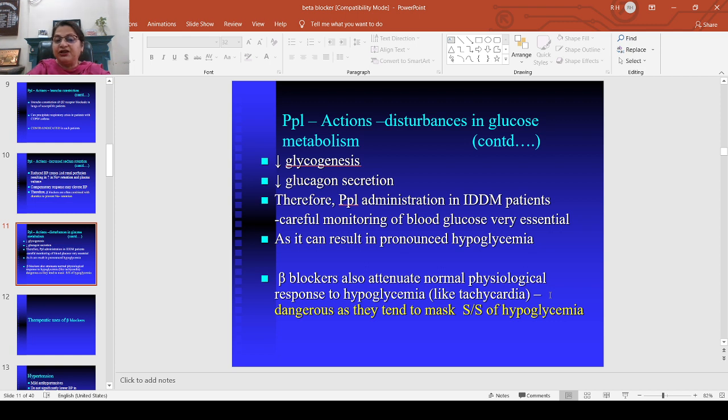The beta blockers also attenuate the normal physiological response to hypoglycemia, like tachycardia. Therefore, they tend to mask the signs and symptoms of hypoglycemia. Because of this reason, beta blockers are dangerous when administered to such patients. So they are contraindicated in patients with IDDM.